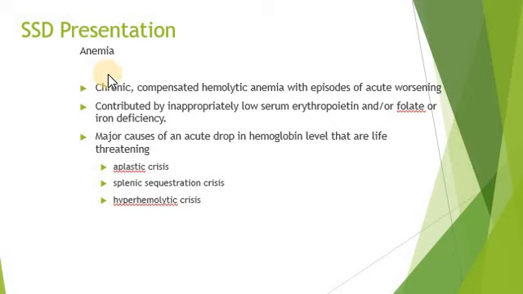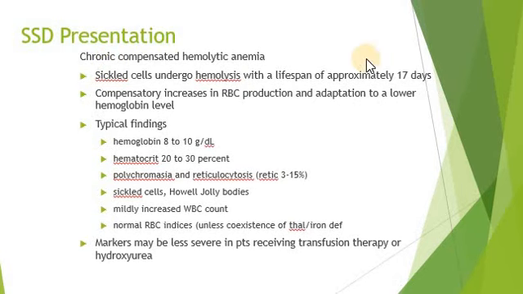Along with sickle cell anemia, there may be low levels of erythropoietin, low levels of folate, and there may be iron deficiency. The lifespan of the RBC is reduced to as little as 17 days. There will be a compensatory mechanism to increase RBC production.